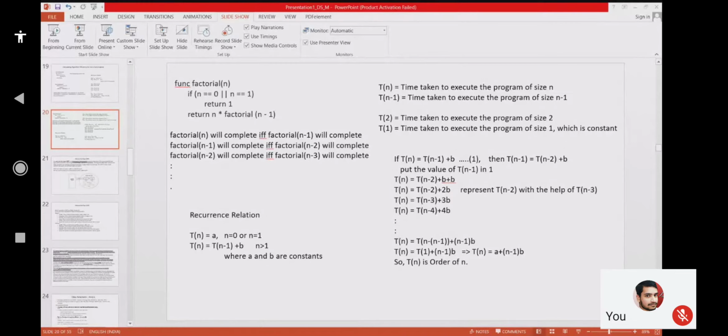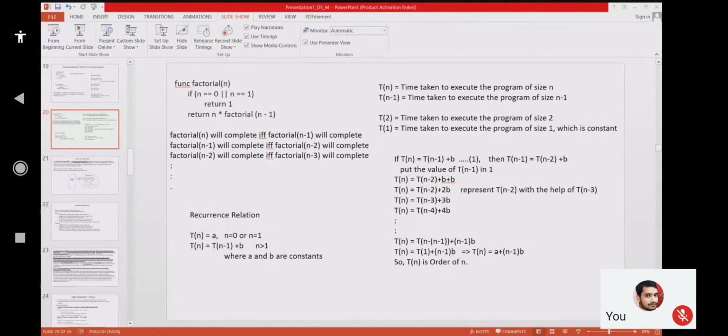So here, factorial n will call factorial n minus 1, then factorial n minus 1 will call factorial n minus 2, then n minus 3, n minus 4, and so on, up to factorial 1. So factorial 1 means what? It means we have already reached the base condition or terminating condition. Now factorial n will complete.